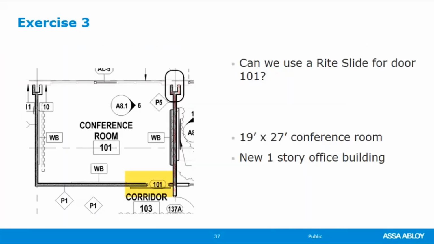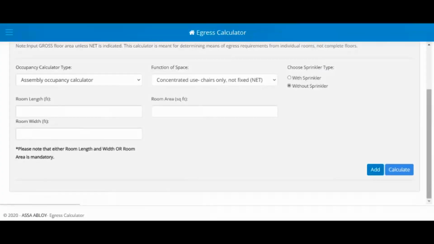Conference rooms could be assembly, so we would check that first. But my question here is, can I use a manual right slide door for door number 101? If the room has 10 people or less, then I could use a manual sliding door. Let's take a look at how we would figure this one out. There's two things we need to double check. First, is the conference room large enough to be considered an assembly occupancy? If there's 50 or more people in that conference room, then it would be considered assembly.